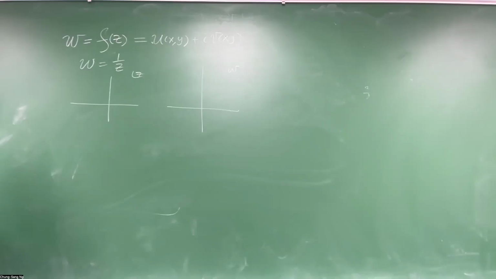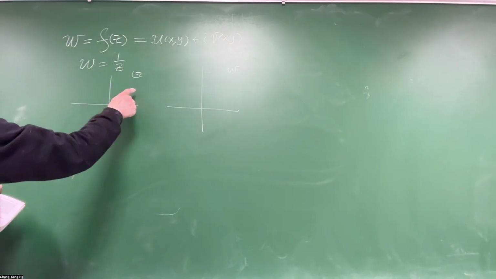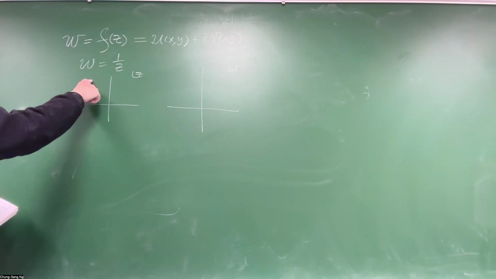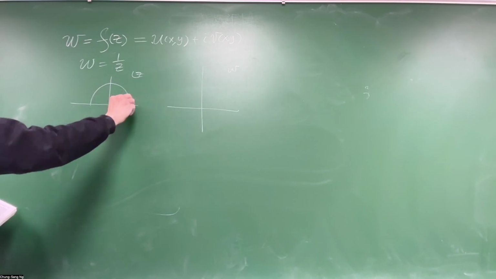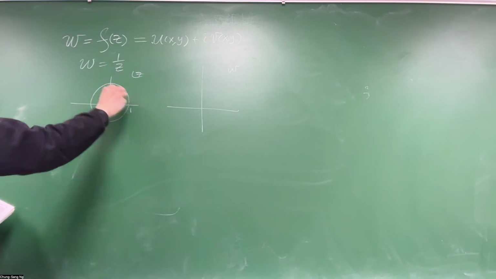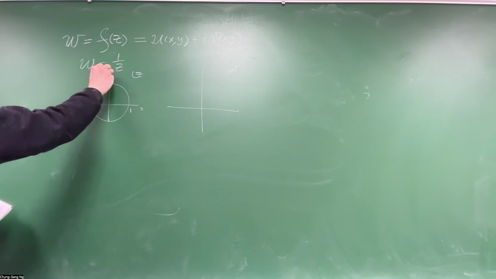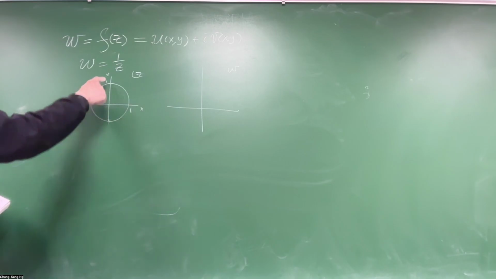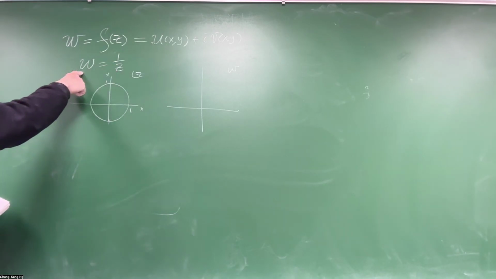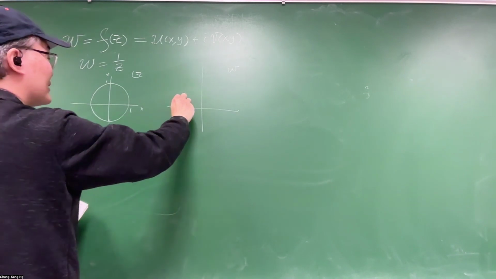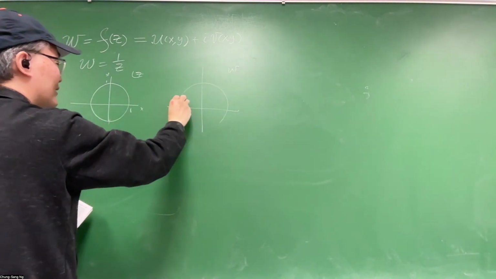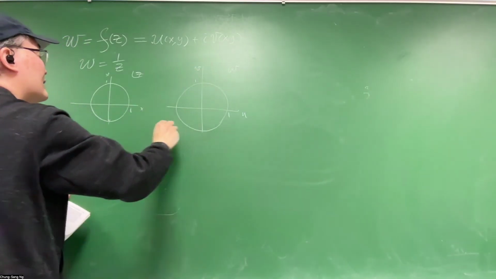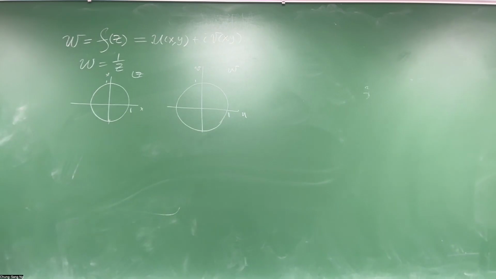So it's very simple. Obviously, the unit circle of Z will map to a unit circle of W. If the magnitude of Z is one, and this is a unit circle on Z, obviously the magnitude of W is still one, so you map to the unit circle of W. That kind of looks trivial. This is U and V. So this circle maps to this circle.